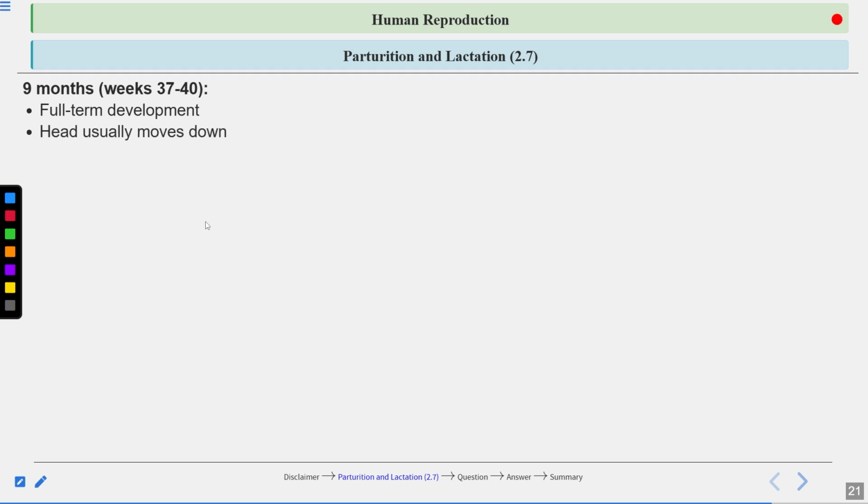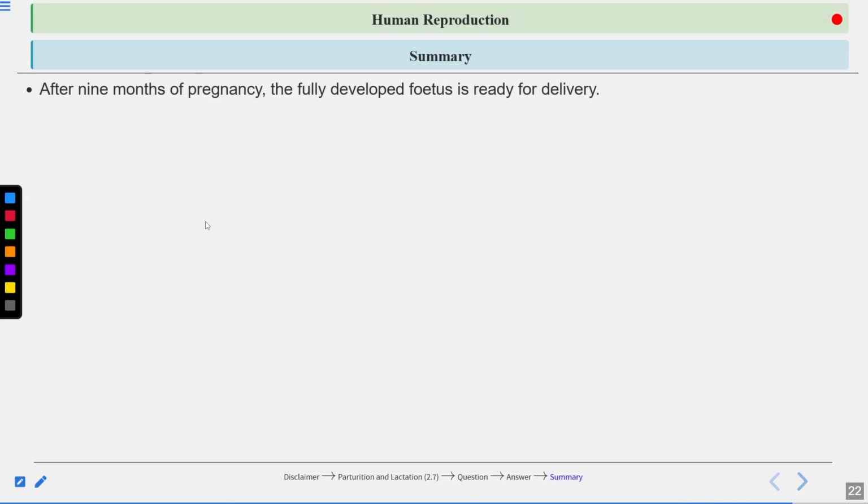Head usually moves down. Lungs mature. And the fetus is ready for birth. Now let's summarize this entire lecture. After 9 months of pregnancy, the fully developed fetus is ready for delivery. Delivery of the fetus, which means childbirth, is known as parturition.